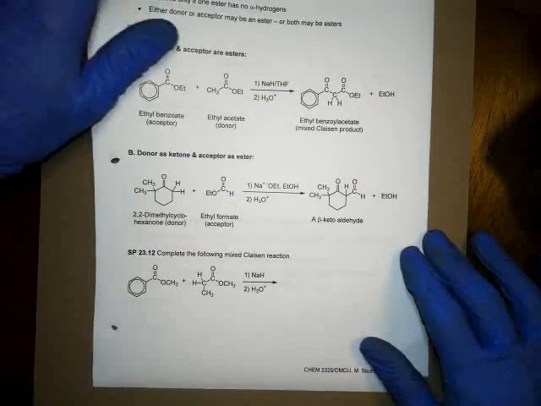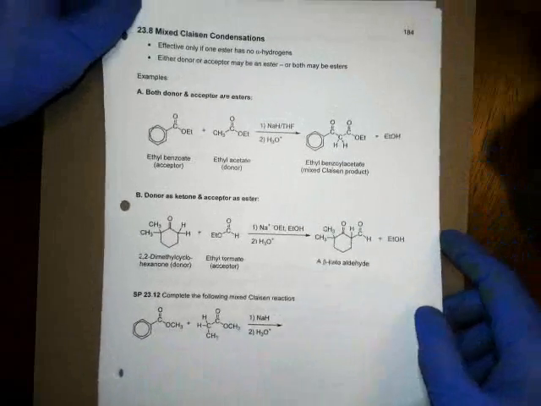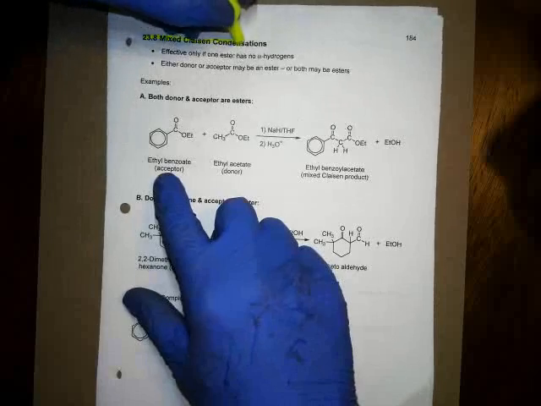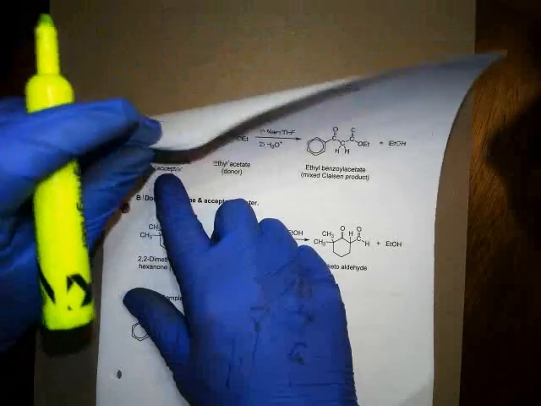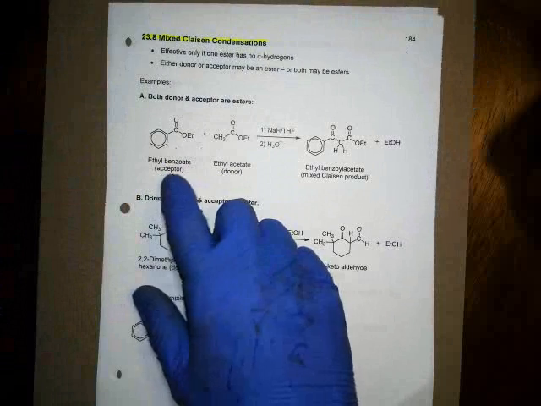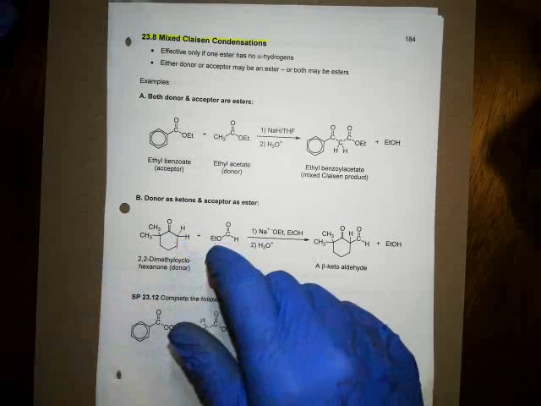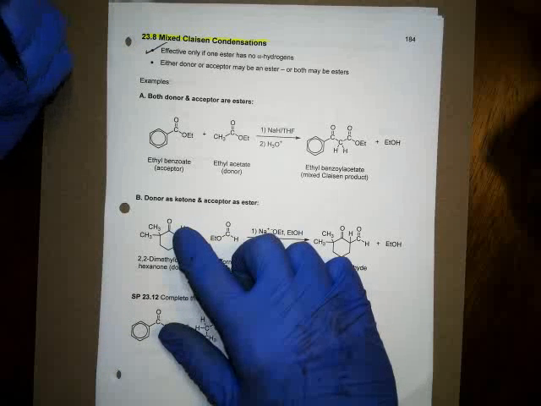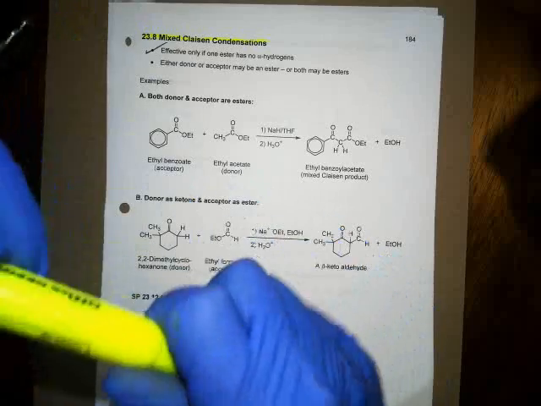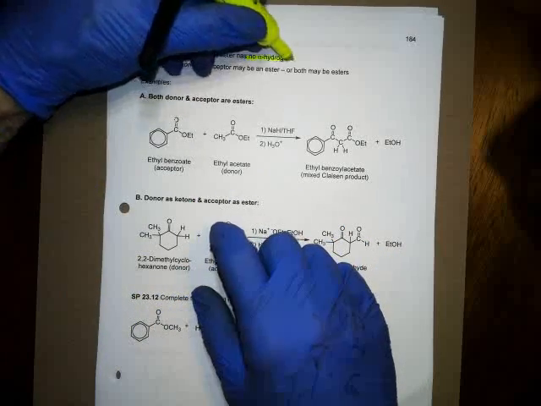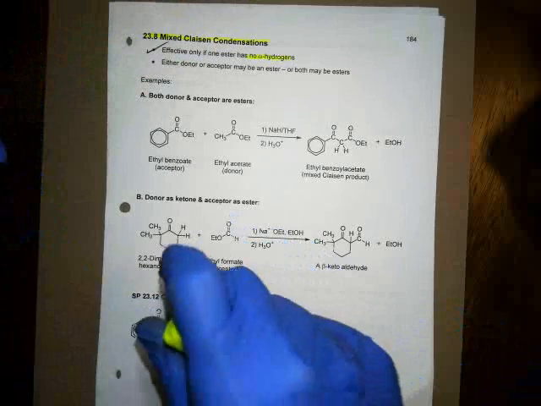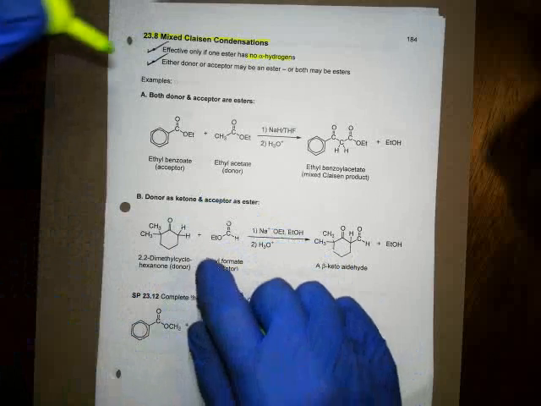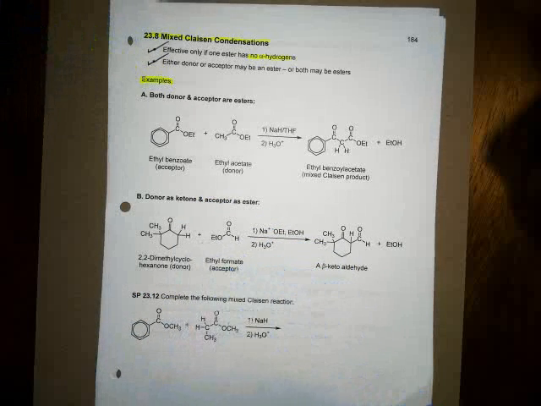Now, you may remember we did a mixed aldol. Is it possible, you ask, to do a mixed Claisen? Well, the rules are pretty much the same. You can do a mixed Claisen, but a certain set of criteria has to exist. It's effective if only one ester has no alpha hydrogens. That's kind of like with the mixed aldol. Now, either the donor or acceptor may be an ester, or both can be esters, and we'll see examples of that. So here's a couple examples I have of how this would work.